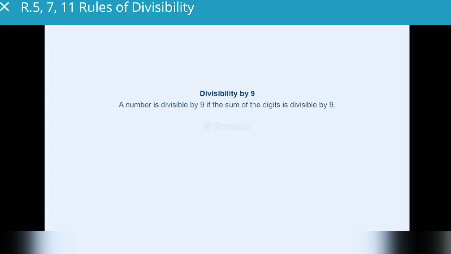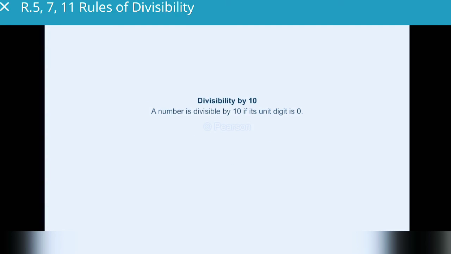A number is divisible by 9 if the sum of the digits is divisible by 9. For example, take 729. The sum of the digits of 729 equals 18 and 18 is divisible by 9. So, 729 is divisible by 9. A number is divisible by 10 if its last digit is 0. For example, take 150. The last digit is 0, so 150 is divisible by 10.